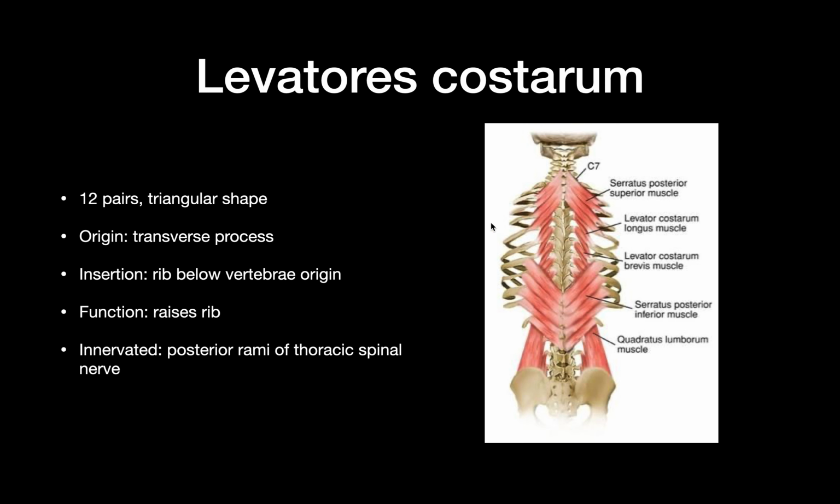All right. So there are 12 pairs of the levatores costarum, and they're triangular. Here we go. Their origin is the transverse processes of the vertebra, and they insert into the rib below the vertebra of origin. So if this is, let's just say, T4, it'll insert into the rib below T4. They raise the ribs, and they're innervated by the posterior rami of the thoracic spinal nerves.